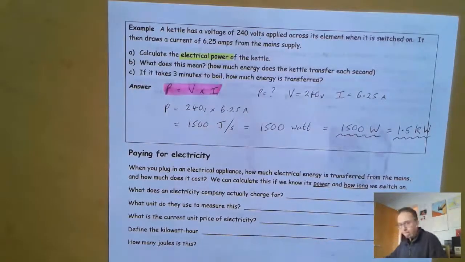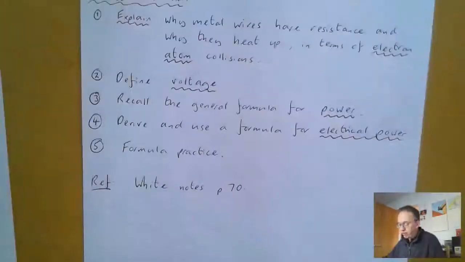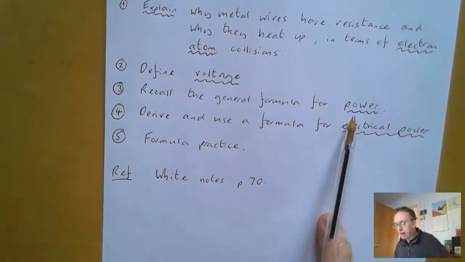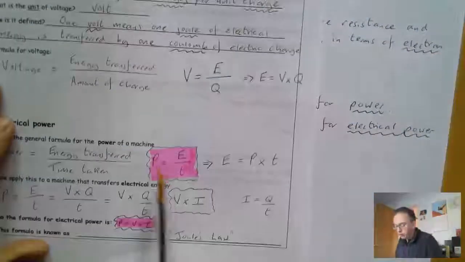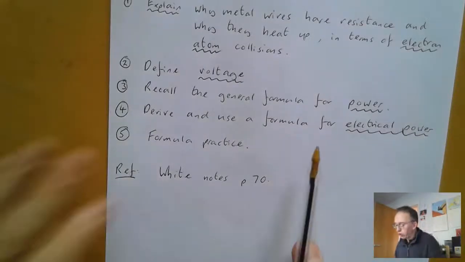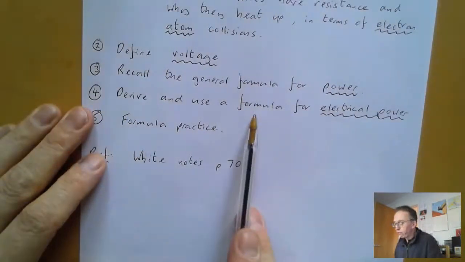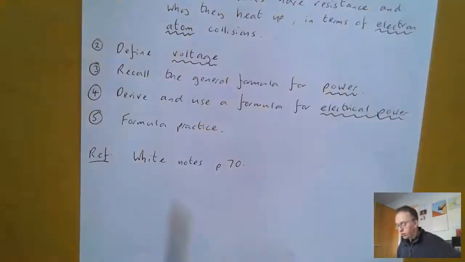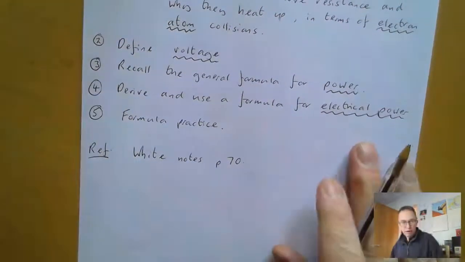Now, if we go back to our success criteria, we defined voltage. We recalled the general formula for power, energy divided by time, and we've derived and now used the formula for electrical power, P equals V times I. So, now it's your turn, a little bit of formula practice.